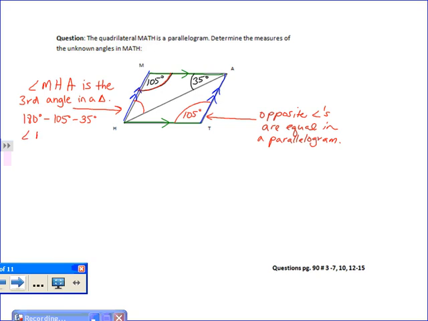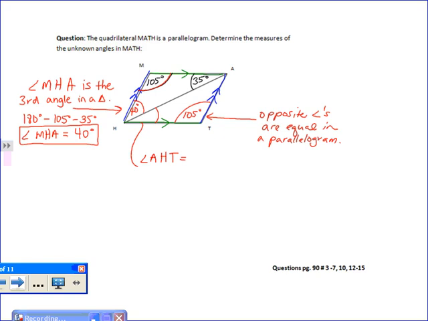So angle MHA is equal to 40 degrees. If I subtract, 105 and 35 is 140, 180 subtract 140 is 40 degrees. So there's my 40-degree angle right here. Great. I could also find this angle down below here. So this angle here, this is the angle AHT.